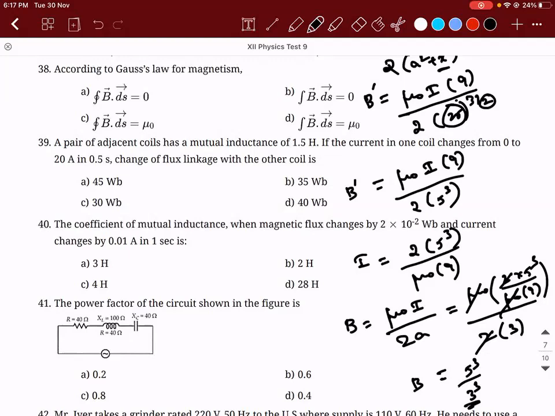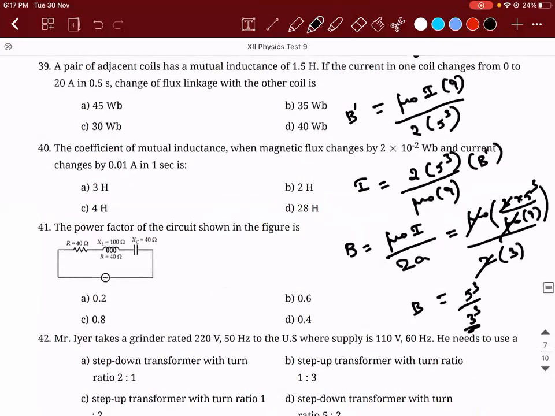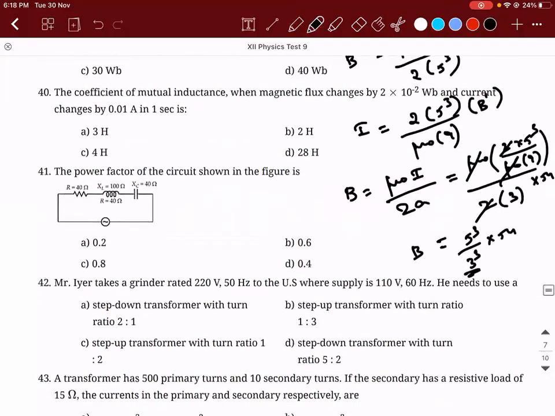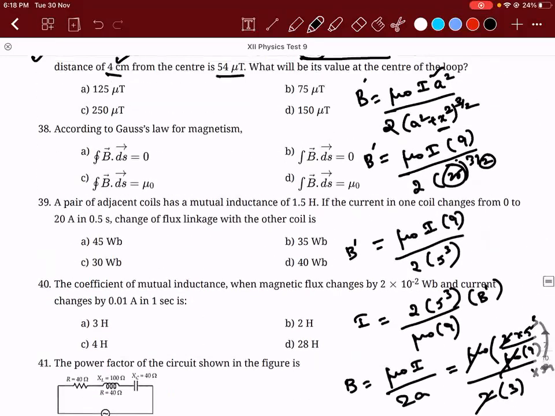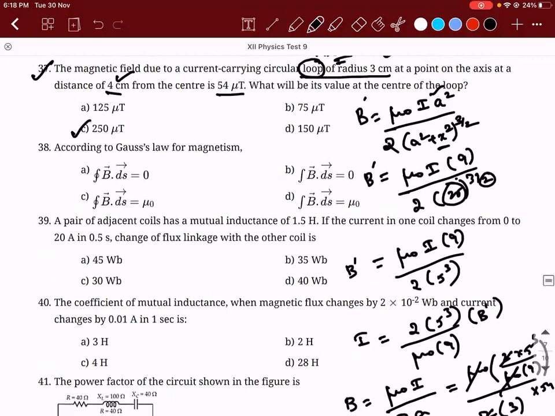Oh, I forgot this B dash here. Into B dash. So 5 cube into this thing into B dash is 54 into 54. So it becomes 125 divided by 27 into 54. This will cancel 2 times. So 125 into 2, 250. Is there an option? 37C is the answer. 250 microtesla.